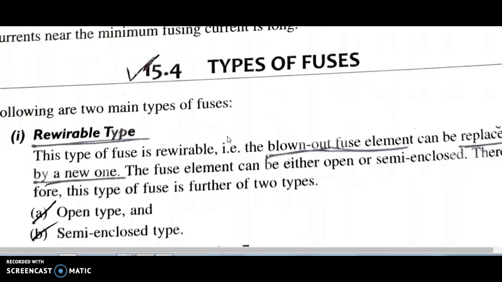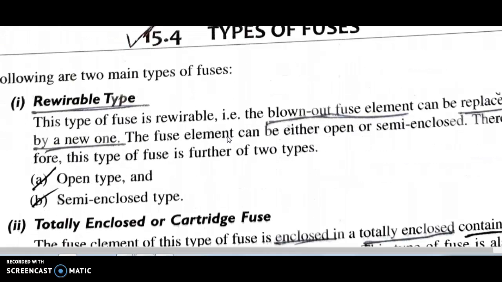The type of fuse is rewirable. This type of fuse is rewirable. The blown out fuse element can be replaced by a new one. The fuse element can be either open or semi-enclosed. Therefore, here again there are two types: open type and semi-enclosed type.